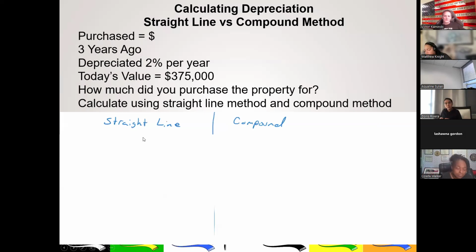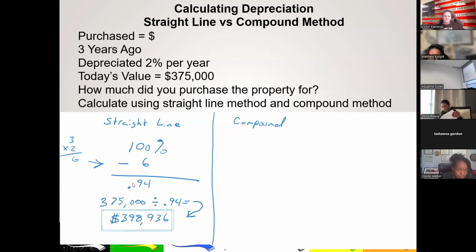Once. Okay. Well, first of all, let's back this up a bit because we're doing the straight line method. When you do the straight line method and you do the problem one time, it's because we have to not just do the 2%, we have to do the 2 times 3. So 2 times 3 is 6, minus 100. Okay, so that gives us 0.94. 375 divided by 0.94, that's 398,936.